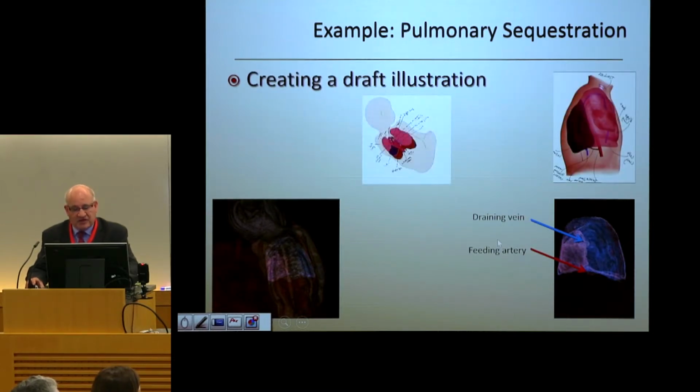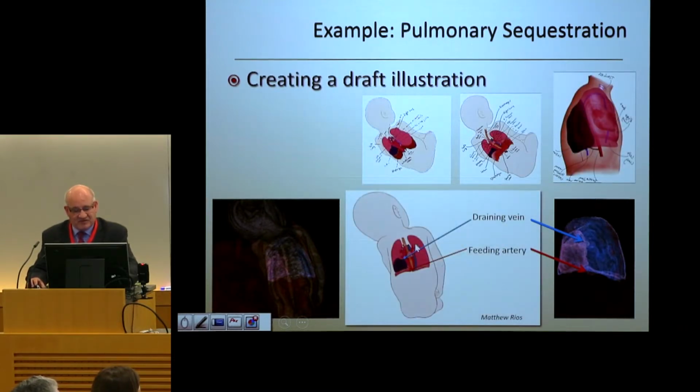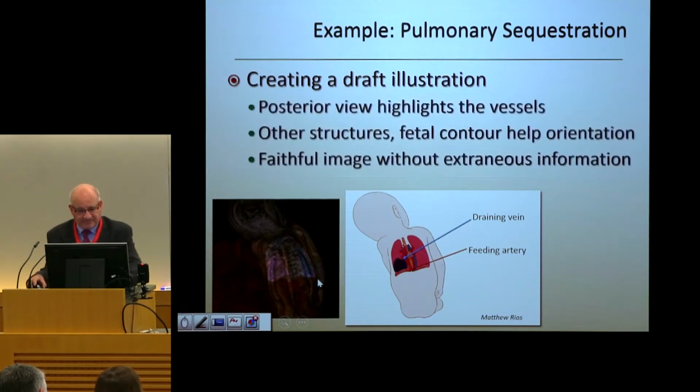And then you create the image, and these are his drafts, and this is the final product where you have an unusual view of a fetus. We usually look at it from the side or the front, but it clearly illustrates the 2 vessels, and you see that this looks exactly like the fetus in utero because it was captured by the MRI.